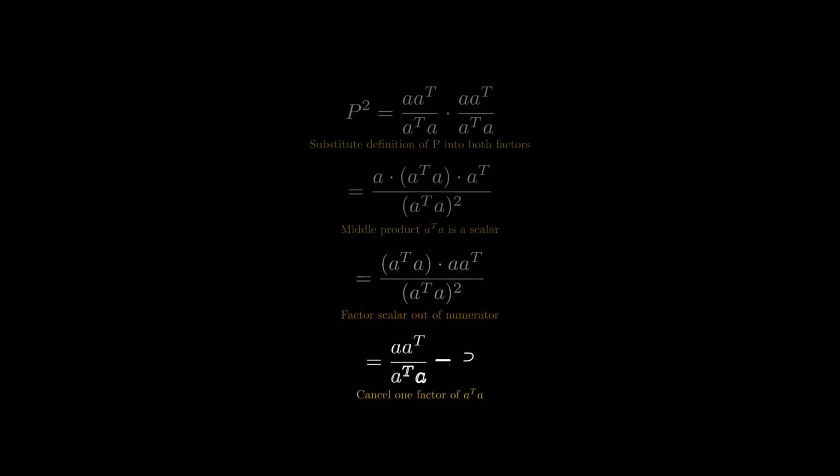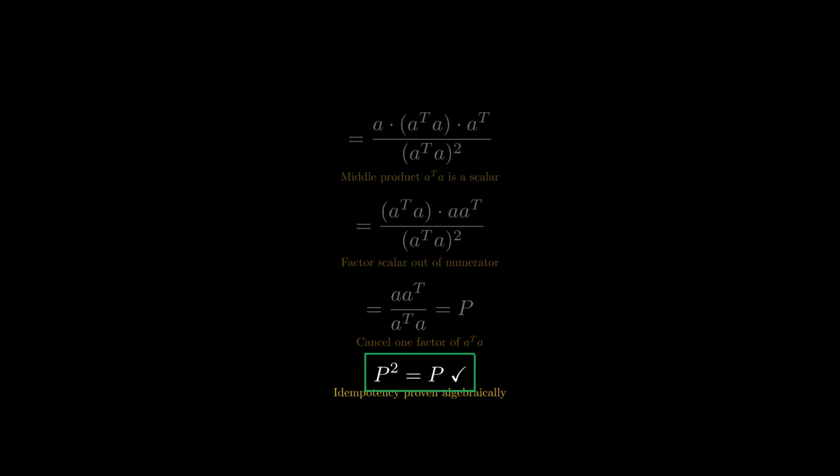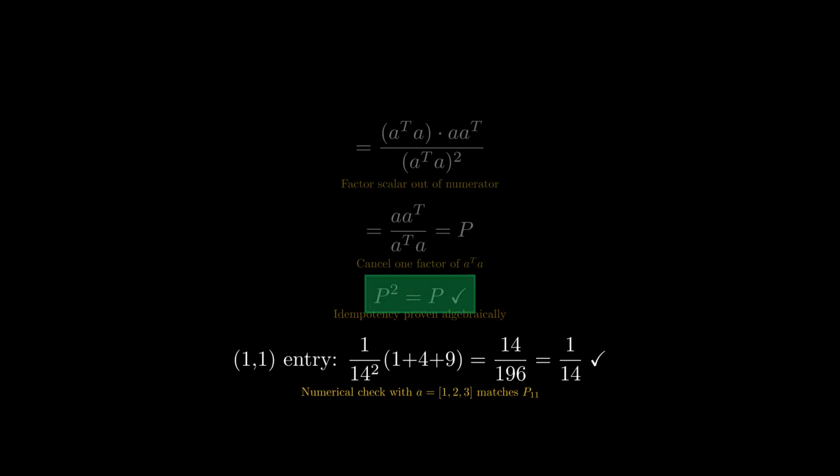Now, one factor of A transpose A cancels from the top and bottom, leaving us with A A transpose over A transpose A, and that is just P again. So P squared equals P. We can verify this numerically by checking the 1, 1 entry. It equals 1 over 14 squared times the sum, 1 times 1 plus 2 times 2 plus 3 times 3, which gives 14 over 196, and then that simplifies to 1 over 14. That matches the 1, 1 entry of P.